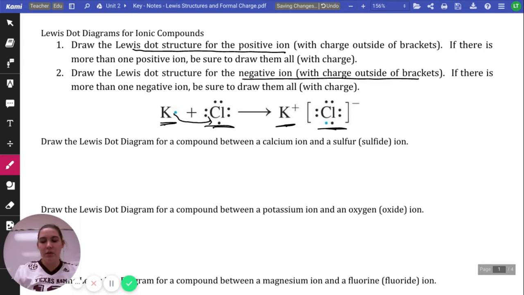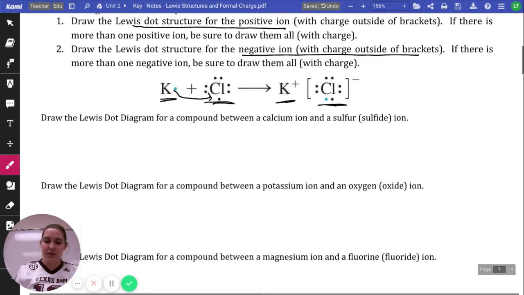And potassium donates its electron to the chlorine, causing it to have a full shell. Potassium has lost its valence electron, so it's then down one energy level, which should be full. So let's start with this first one.